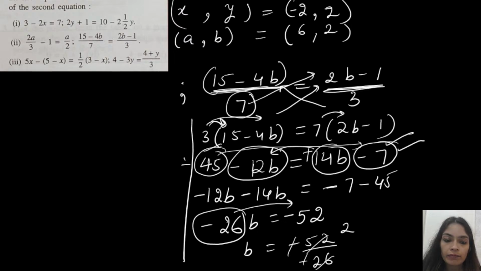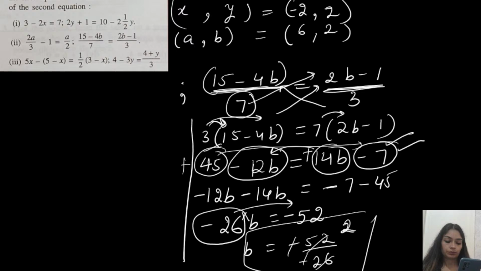Then this is plus 45, which I am shifting to this side. This will become negative 45. So minus minus plus, I just added this. 12 plus 14 is 26. So I got here minus 26b, which is equal to minus 52. And b's value we have to find. So this also will shift to the other side. So this will become minus 52 by minus 26. If we do cancellation, we'll get b's answer equals 2.